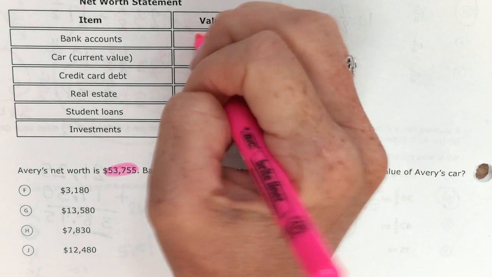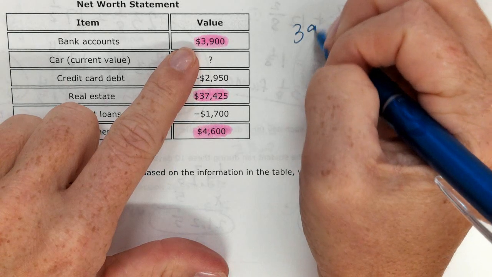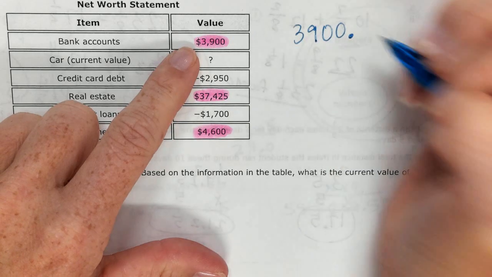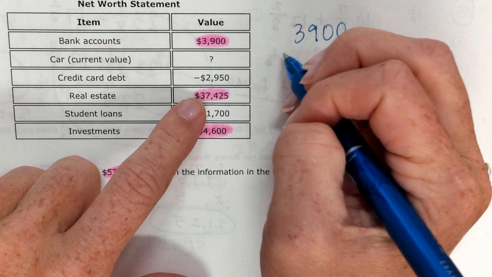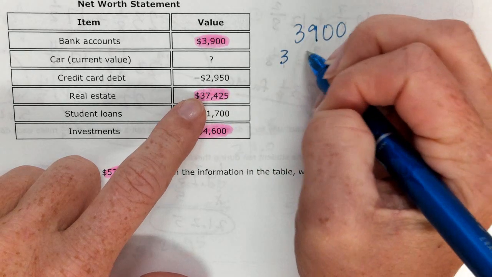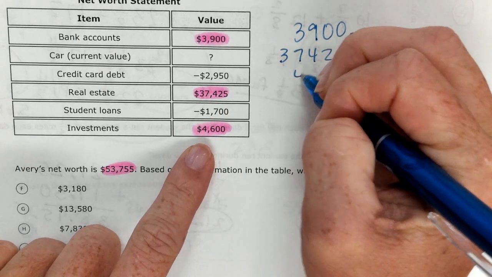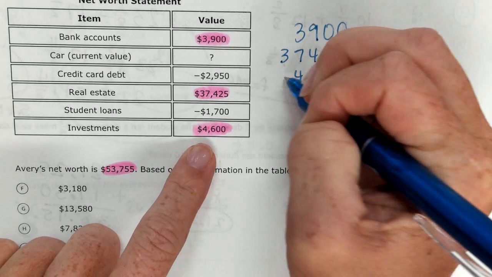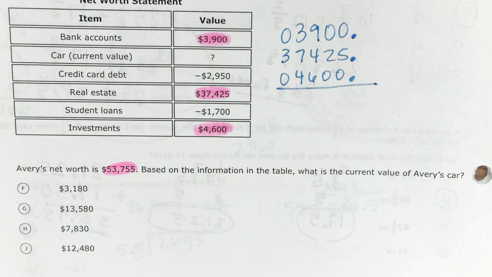So this one, and this one. When I'm adding, do I stack place value? Yes. So this would be 3900, and my decimal would be here. This one has an extra place value, so the 3's got to come out here. 7425, the decimal would go here, and 4600, the decimal would go here. So these have zeros. Now, if you want to add them separately, you can, but it's easy to add all at the same time.